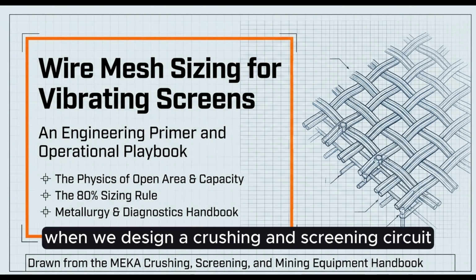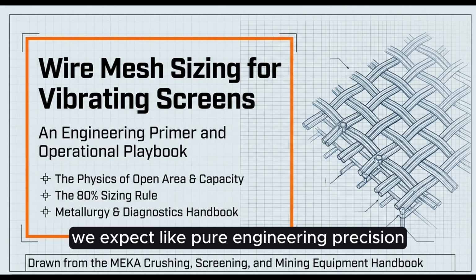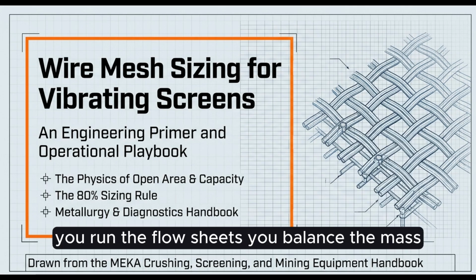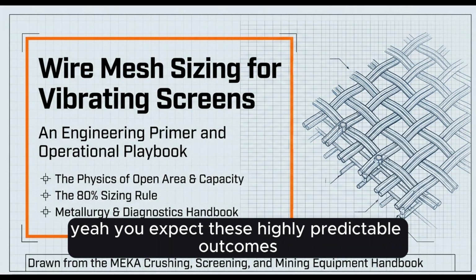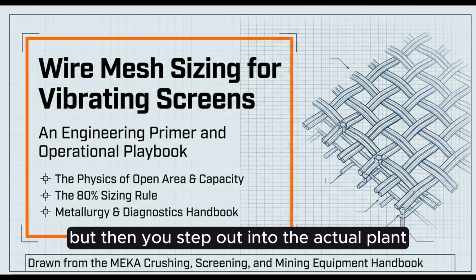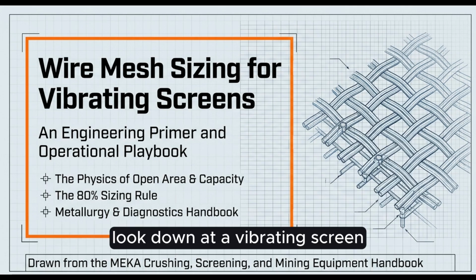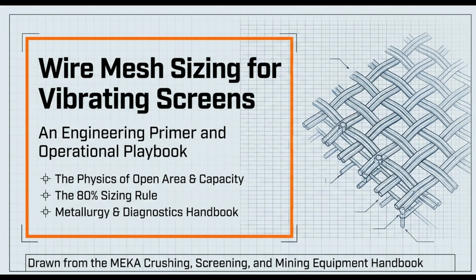When we design a crushing and screening circuit, we expect pure engineering precision. You run the flow sheets, you balance the mass, and it all looks perfectly clean on paper. Right, you expect these highly predictable outcomes. It's highly controlled in theory. Exactly. But then you step out into the actual plant, look down at a vibrating screen, and suddenly that precision just goes right out the window.